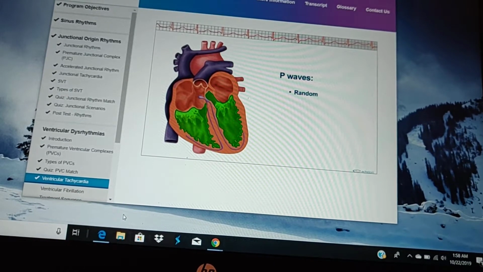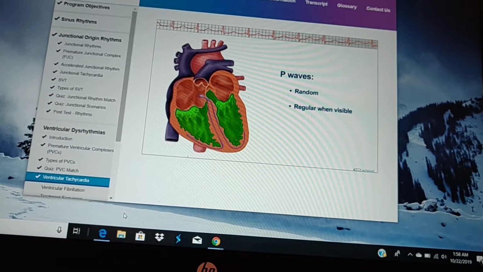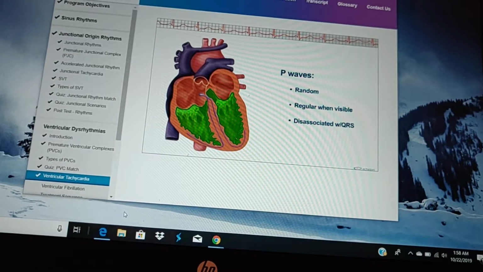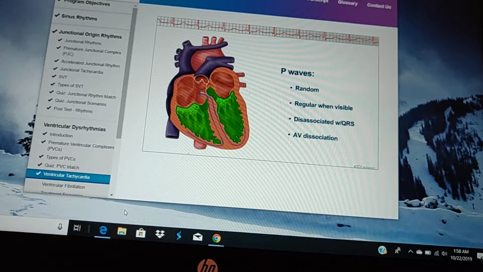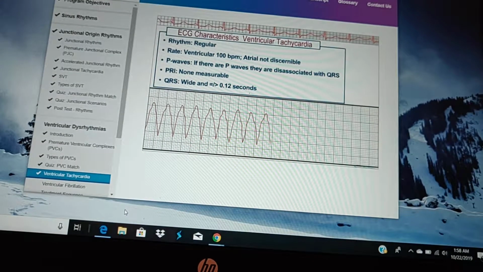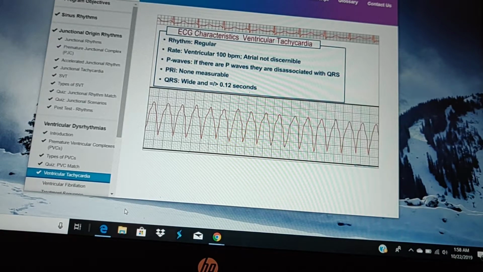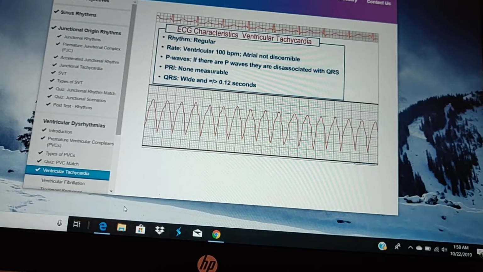If they are visible, they march out at a regular normal rate but are disassociated with the QRS. This lack of relationship is called AV dissociation. Let's examine the basic ECG characteristics for a patient with ventricular tachycardia.